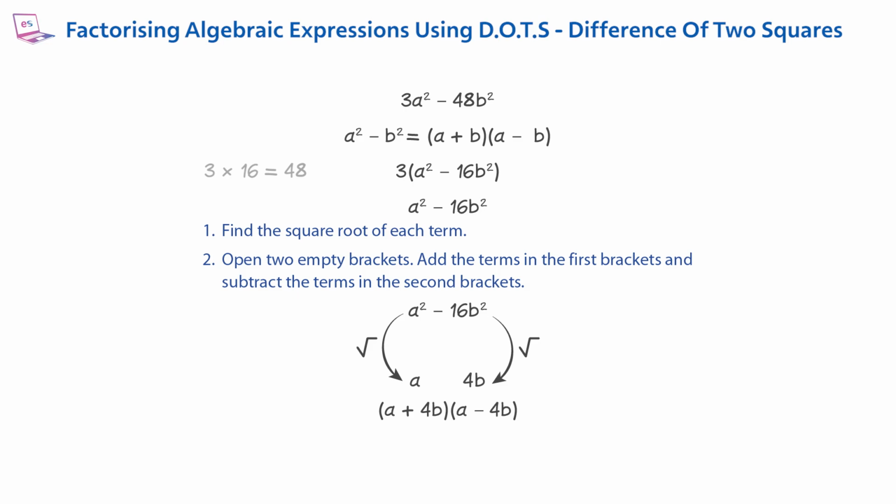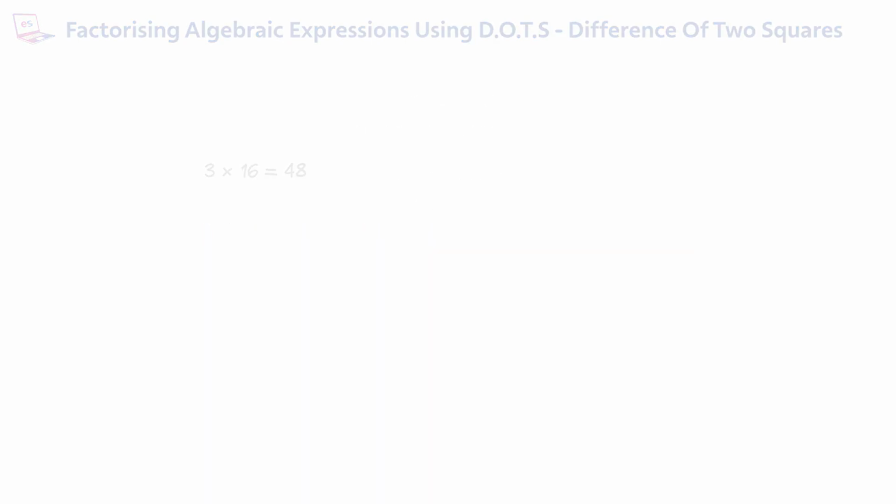Now, when you add the common factor of 3 to this expression, you will get 3 brackets a plus 4b, brackets a minus 4b. When you factorize 3a squared minus 48b squared, you will get 3 brackets a plus 4b, brackets a minus 4b.